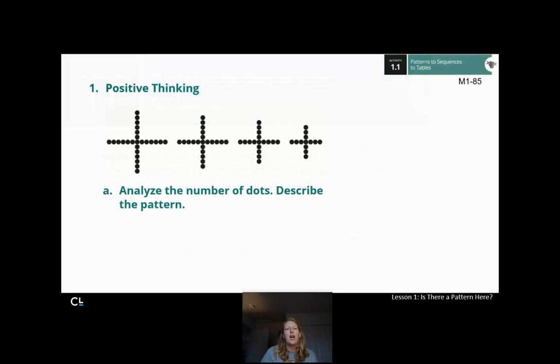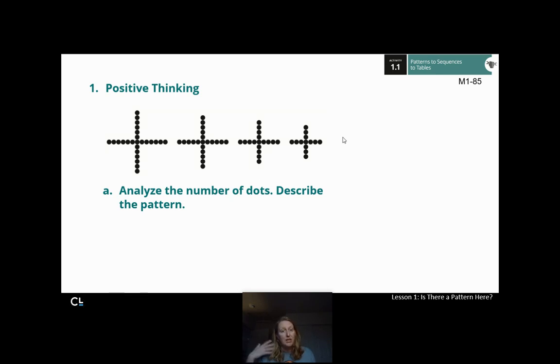So let's see then. First off, we have positive thinking on number 1. We have a whole bunch of dots arranged in little crosses here all over the place. So let's analyze the number of dots and then describe the pattern. It looks like I have a dot in the middle and then 1, 2, 3, 4, 5, 6 dots on each side. And then for this one, a dot in the middle, and then 1, 2, 3, 4, 5 dots coming out each side. This one has 4 dots coming out each side. This one has 3 dots coming out each side.